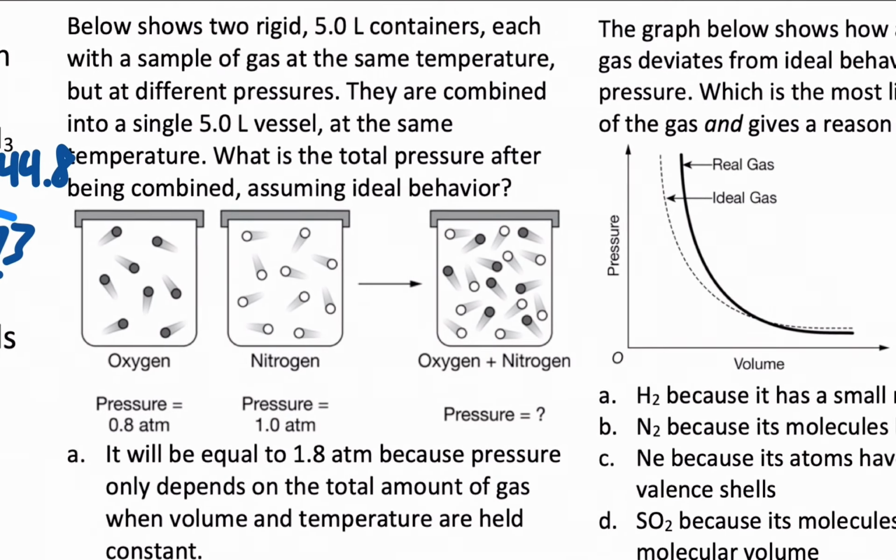Next, below shows 2 rigid 5-liter containers, each with a sample of gas at the same temperature, but different pressures. Okay, so I can see that 0.8 and 1.0. They're combined into a single 5-liter vessel. So this is just put in this container, and the nitrogen is put into the same container. What's the total pressure after being combined, assuming ideal behaviors?